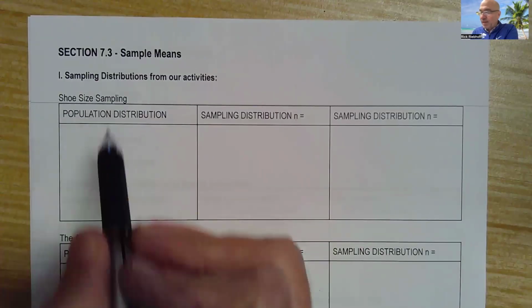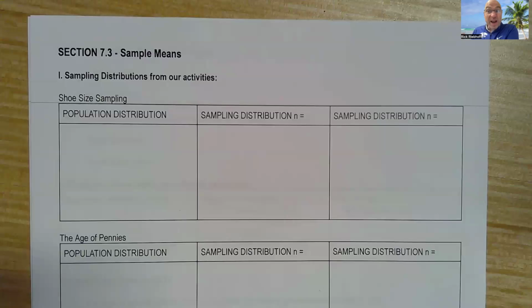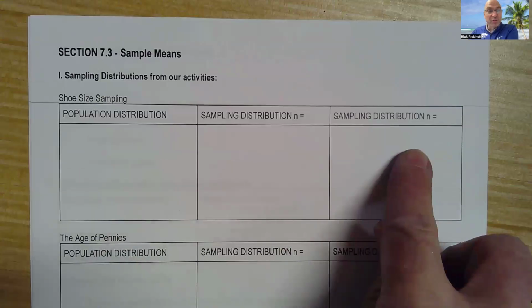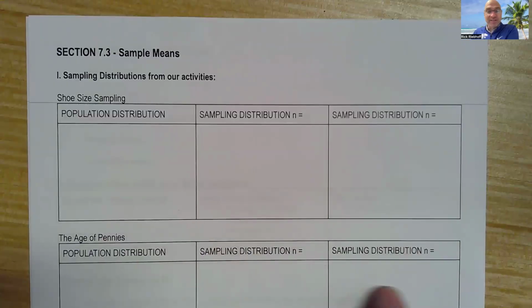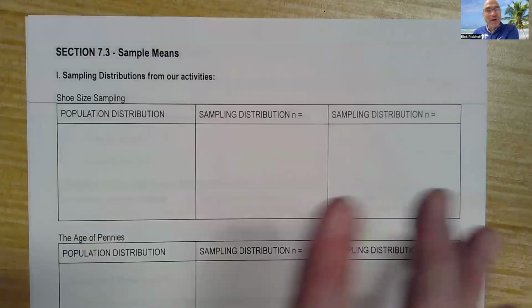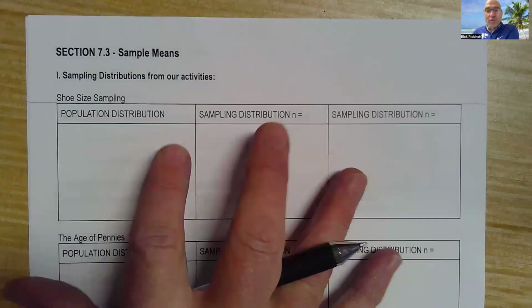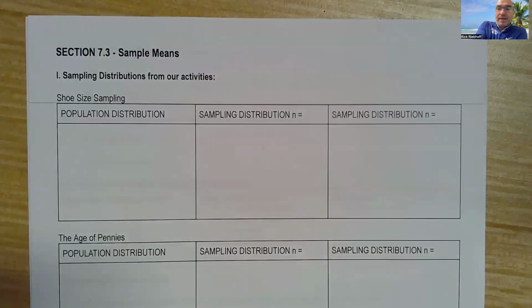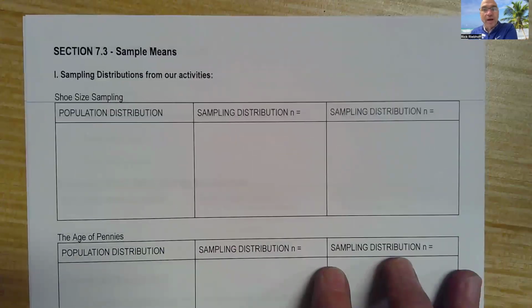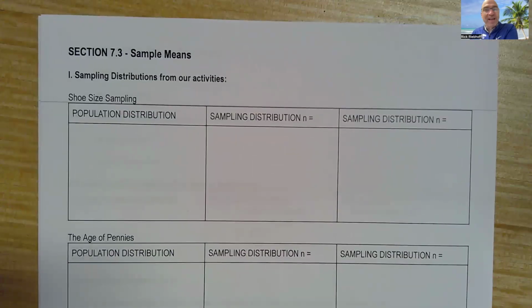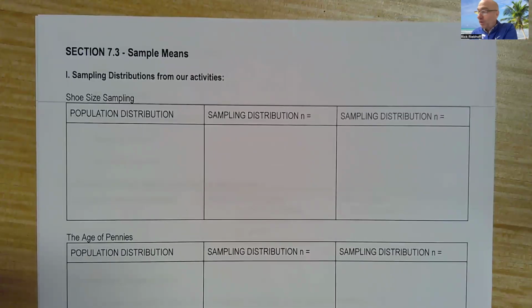Sampling distributions from our activities. So we did shoe size sampling, we did age of pennies. Right now, as I'm recording this, we've only done shoe size sampling in one of my two classes. We haven't done age of pennies yet. So I'm going to be kind of guessing at what things are going to look like. Feel free to grab your activity sheets and fill in exactly what you saw with the numbers that you saw here. I'm just going to give a guesstimate for what it might be. Okie dokies.